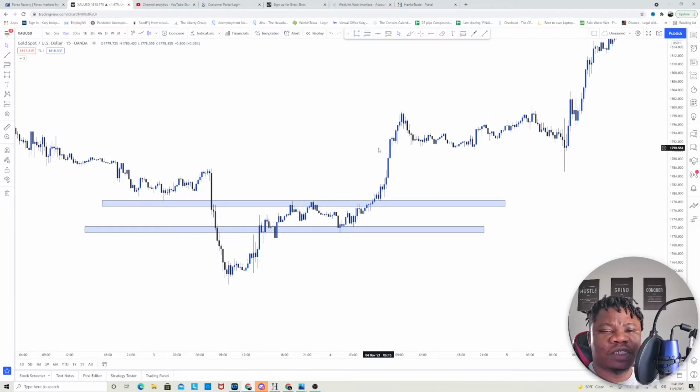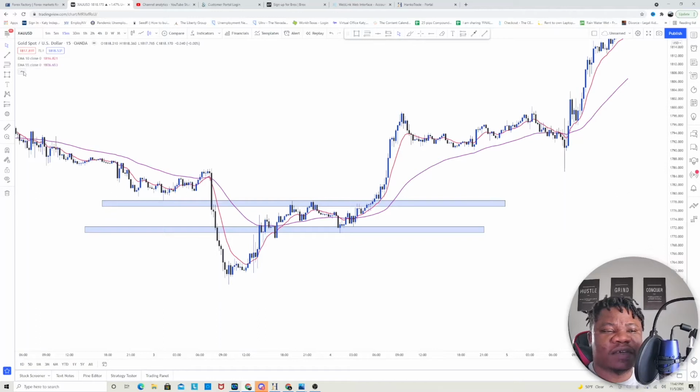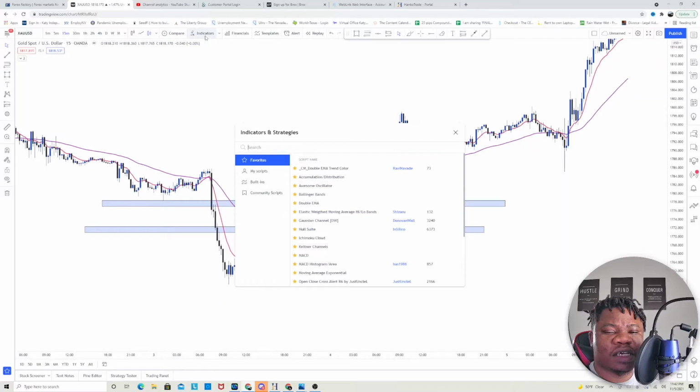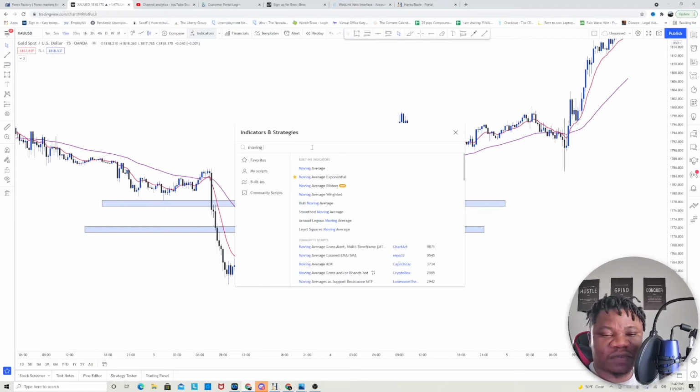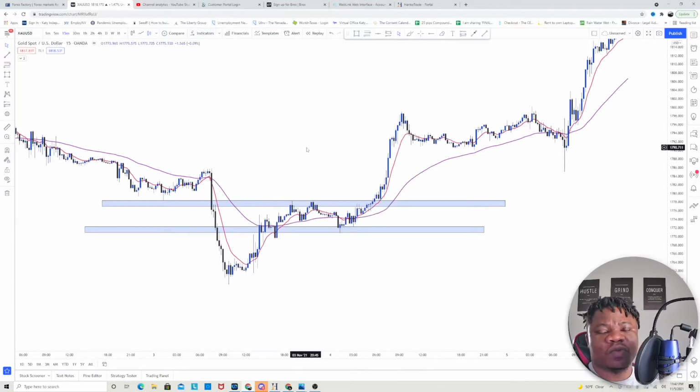We're going to be using two EMAs, two exponential moving averages. We're going to be using the 10 EMA and the 55 EMA. Now to add these EMAs onto your chart, you go here to indicators and search for moving average, and it's going to be this second one here, which is moving average exponential. Once you're done, you exit and then you change one of them to 10 and you change the second one to 55.